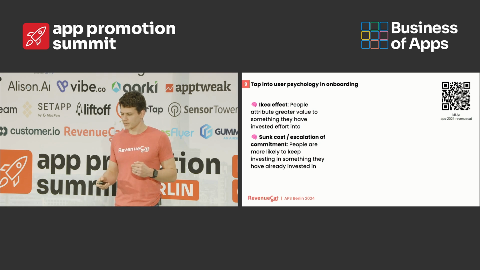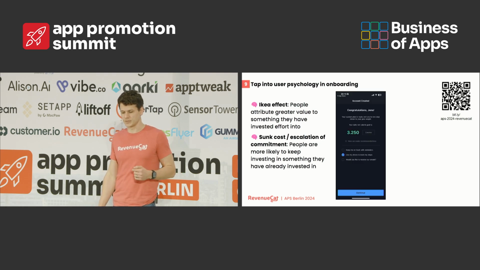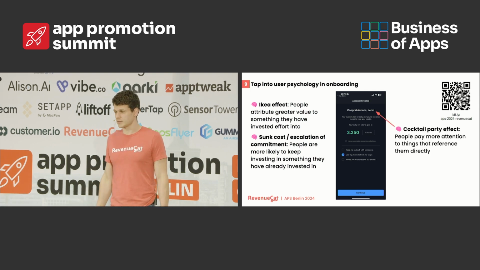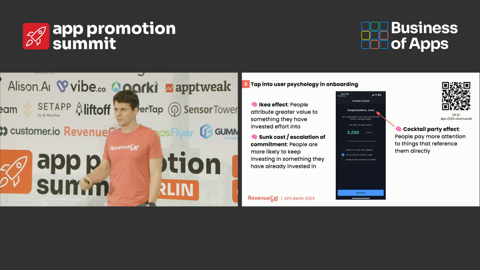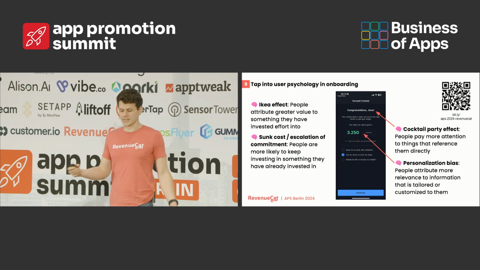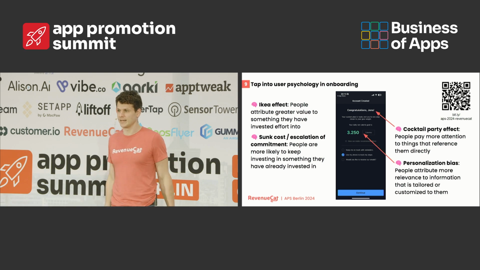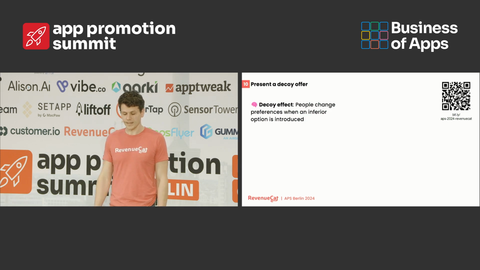Another couple of psychological tricks that MyFitnessPal is using here is on this account creation screen, which is one of the 12 screens. It uses the so-called cocktail party effect by calling me by my name. People do pay more attention to something that references them directly. And the personalization bias. It gives me my personal goal. It's something that is personalized to me. And again, that is something that people attribute more relevance to if they feel that something is tailored to them.